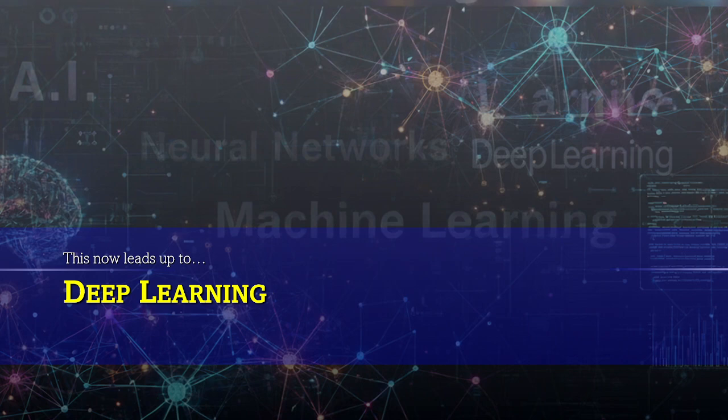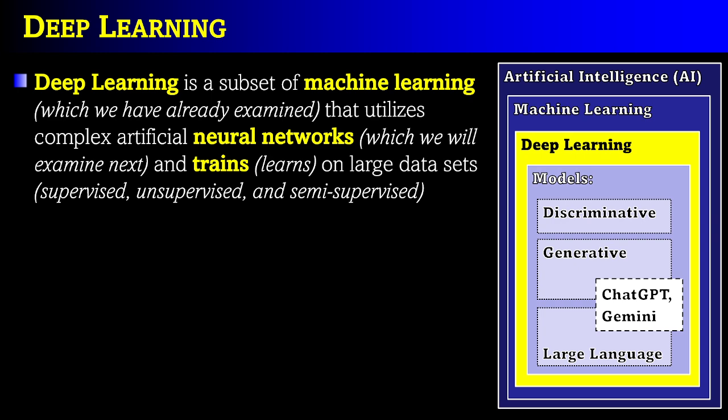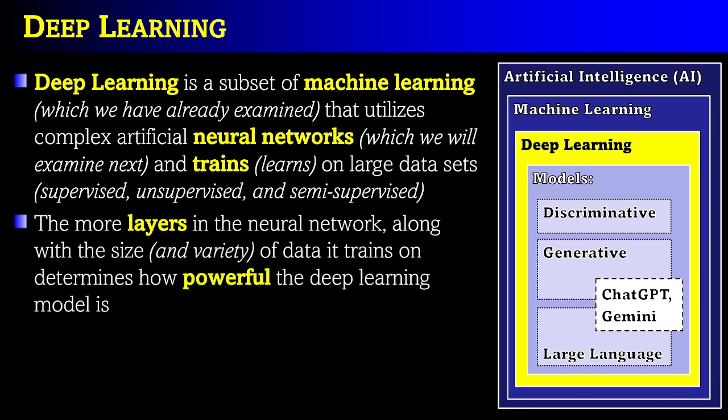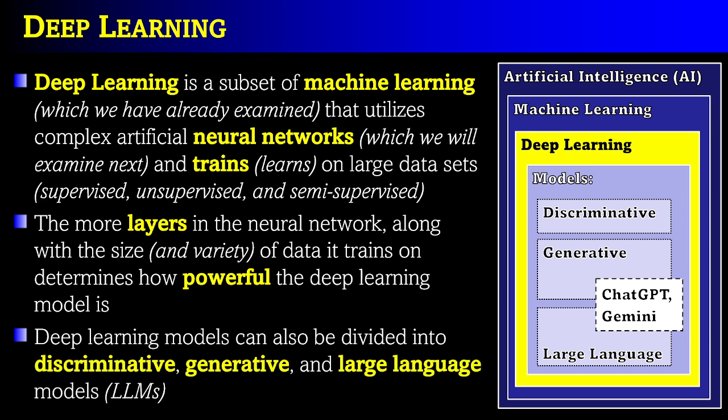All right, now this leads us to the subset known as deep learning. So with deep learning, which is a subset of machine learning, we utilize complex artificial neural networks, which again, we're going to examine in more detail, and train on large data sets, both supervised, unsupervised, and semi-supervised. The more layers in the neural network, along with the size and variety of data that it's going to train on, will determine how powerful or how deep that learning model is. Deep learning models can also be divided up into discriminative or generative or large language models.